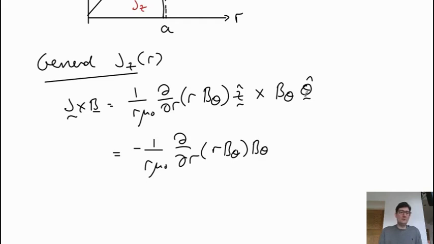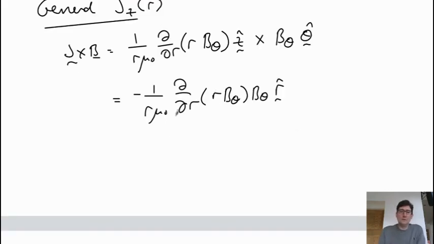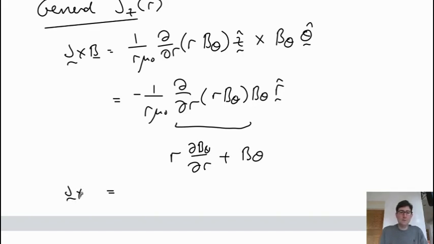B theta, so z cross theta is just minus r. So we have this force in the radial direction. We can split this into two pieces. So this becomes an r, then a dB theta by dr plus B theta. And so this whole expression for J cross B we can write in two components.